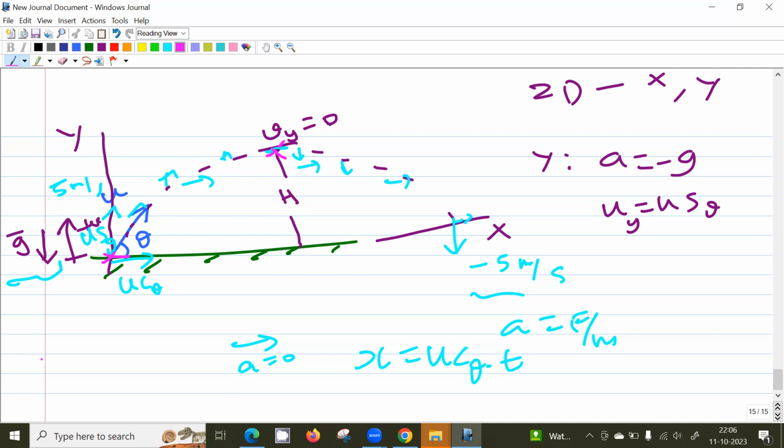So for these 2 points, v is 0, and u is u sin theta, and the displacement is this h. So I can use the third equation of motion, which is v square equals u square plus 2as. Okay, so v is known, which is 0, u is u sin theta, and the displacement h is not known, that I will find. So this will give me the value of h.